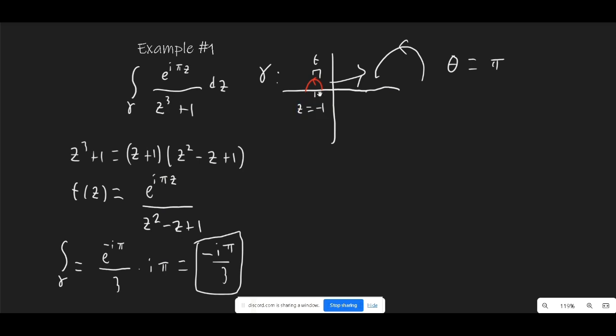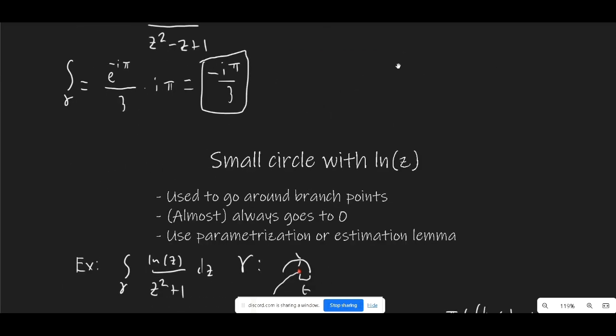Clearly we're going to have a pole here, because if you plug in z equals -1, you get 0 on the bottom. So when we factor everything, f of z is going to be e to the i pi z over z squared minus z plus 1. Then all we have to do is plug in our formula. Remember, it's i times theta times f of z0. In this case, z0 is -1. So i times theta is just i times pi, and f of z0 is e to the -i pi all over 3. So overall, our answer is -i pi over 3. And you can see that in one of my recent videos.